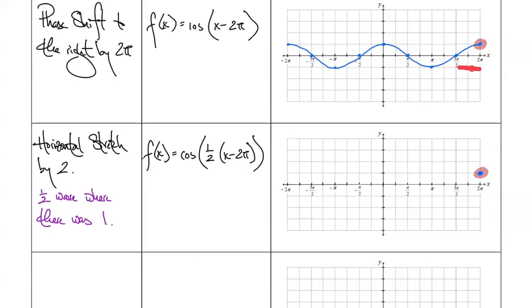What's the x distance between these points here? How many boxes? It's 2. Okay. So now instead of 2 boxes, we're going to want 4 boxes in between. So that means that we don't get to 0 until we get to pi. And then we have this point down here. Everything is now 4 boxes away from each other. And you can see that we have a really stretched out graph. Okay.